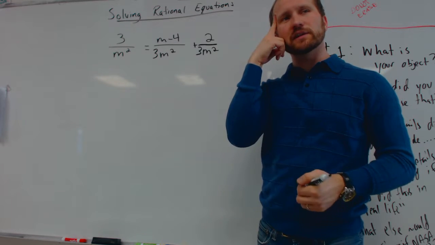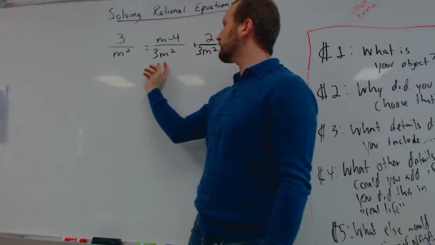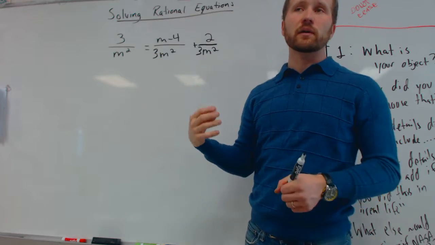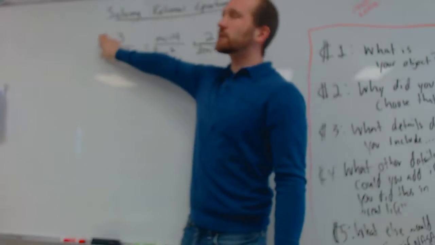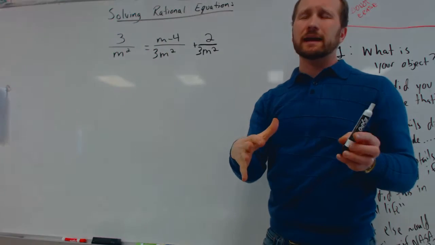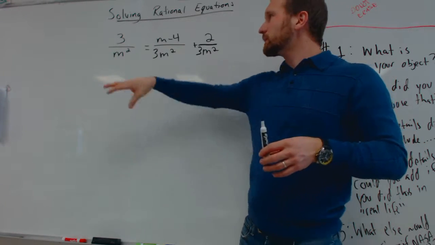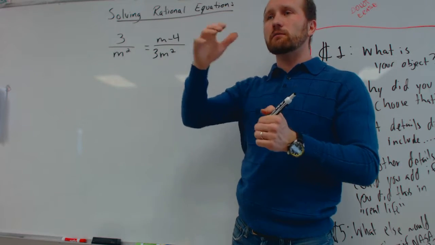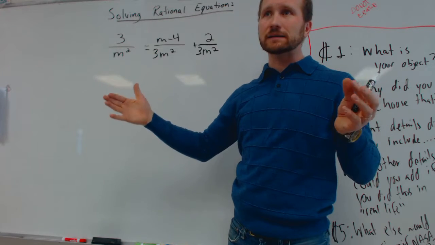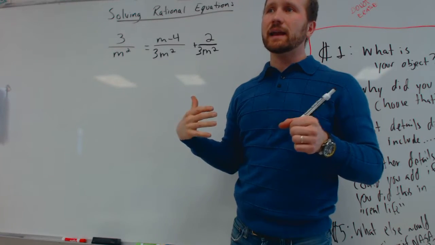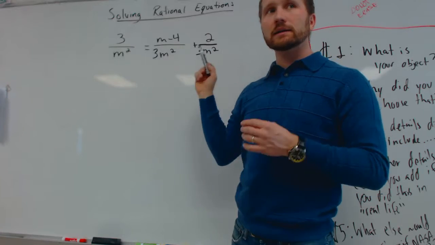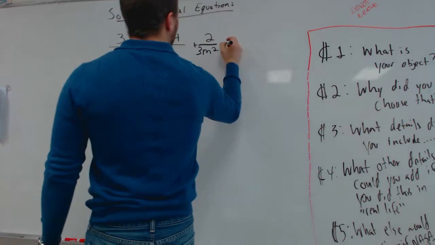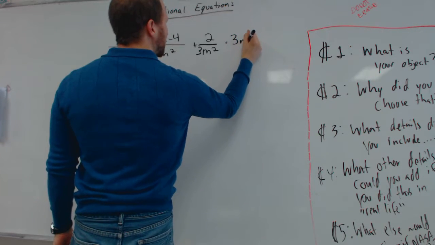So what I think to myself is, okay, if I were going to add all of these together, what would my denominator be? 3m squared, right? So what I would do is multiply this one times 3 over 3. But I'm not going to do that. I'm not actually going to multiply to make equivalent fractions. When we added and subtracted rational expressions, we made equivalent fractions. You don't have to do that step now. What you do instead is you just multiply every term times what would be your least common denominator. So I multiply every term times 3m squared.